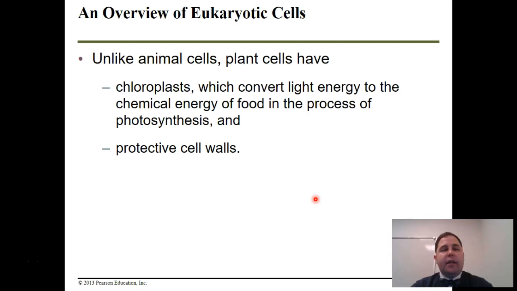We have two kinds of eukaryotic cells. We have animal cells and plant cells. All of you are animals. The cells inside of your body are animal cells. Plant cells, on the other hand, are going to have chloroplasts that let them turn light into chemical energy. Consequently, chloroplasts make plant cells green, which is why plants are green. Plant cells are also going to have protective cell walls, similar, although not identical, to those that we saw in prokaryotes. And these protective cell walls will help support the shape of the cell.